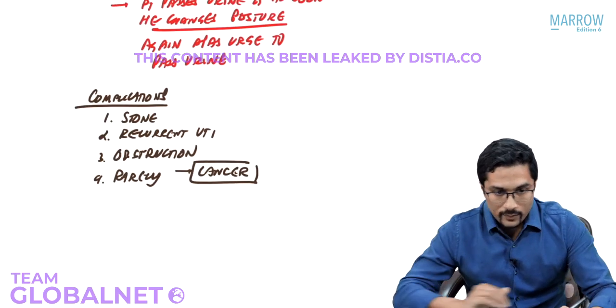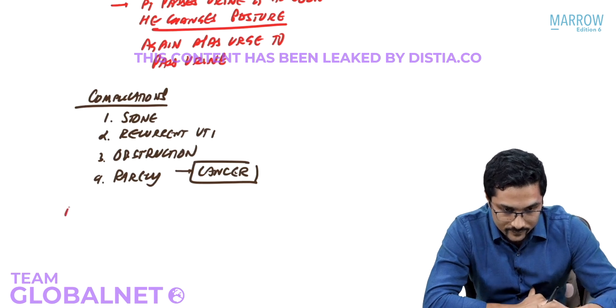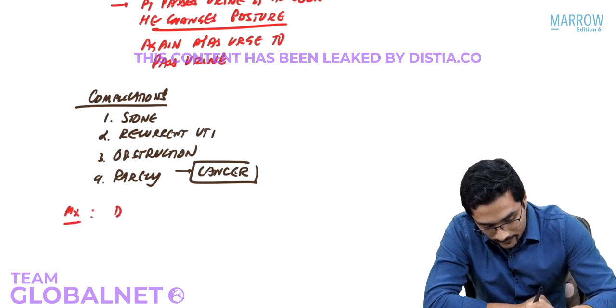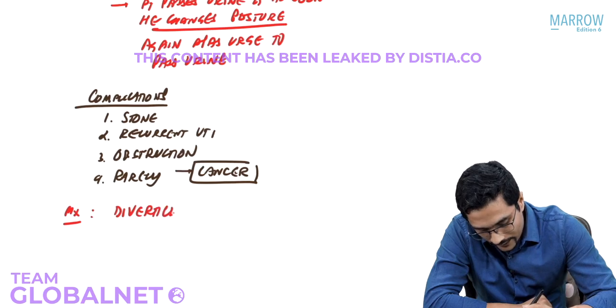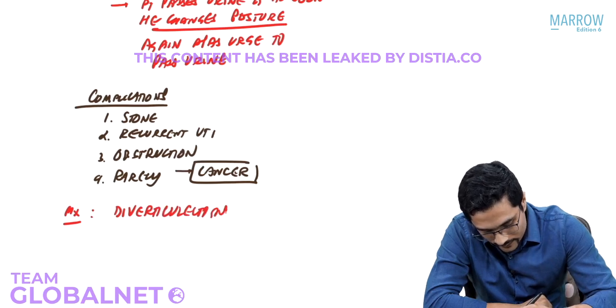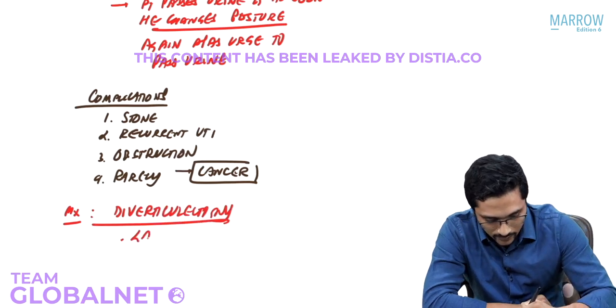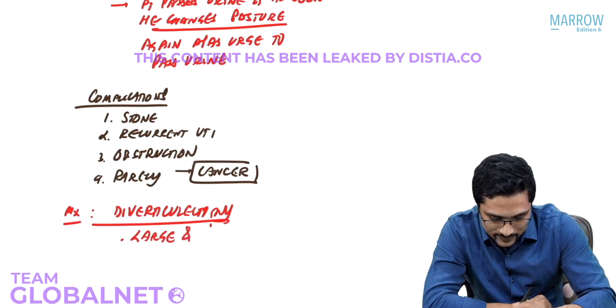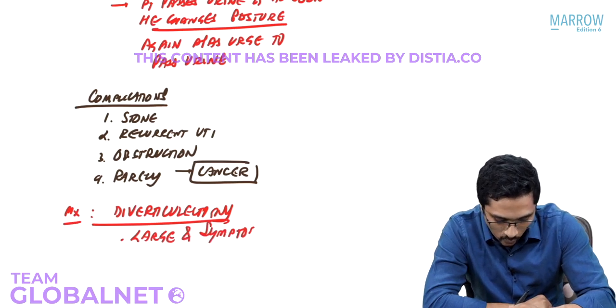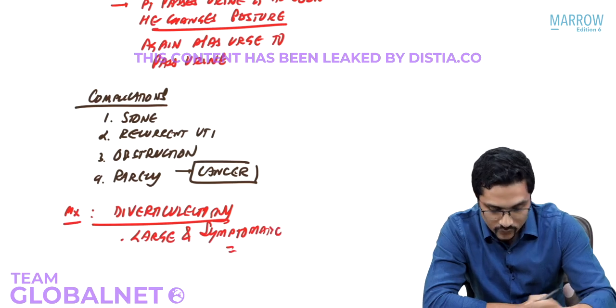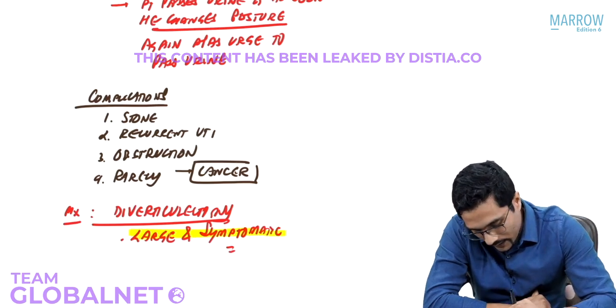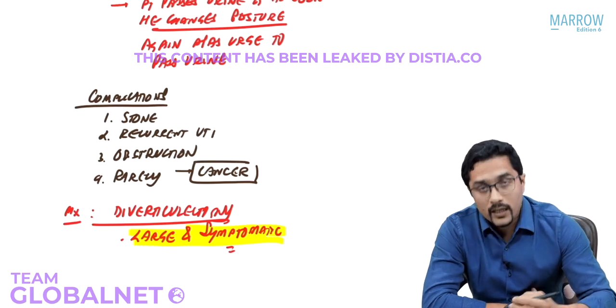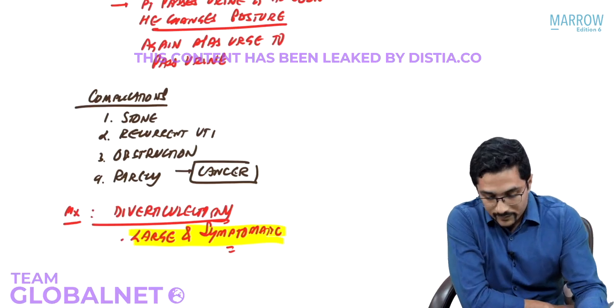The management of bladder diverticulae is diverticulectomy, but this is only done in patients with large and symptomatic diverticulae. All patients with bladder diverticulae don't require treatment. Only patients with large and symptomatic bladder diverticulae, we carry out a diverticulectomy.